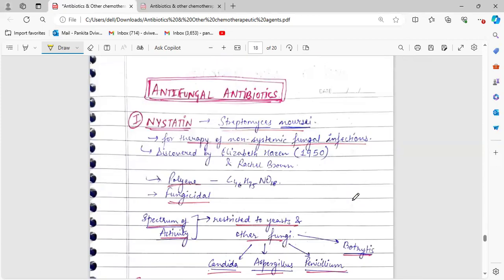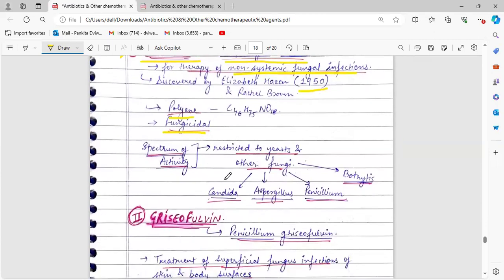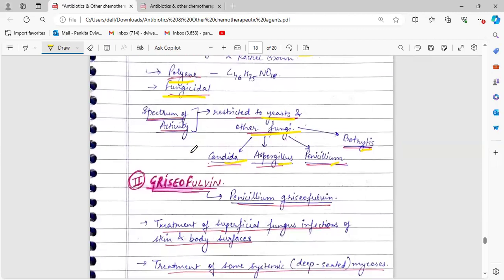Moving on to antifungal antibiotics, the first one is nystatin. It is obtained from Streptomyces noursei and it's used for the therapy of non-systemic fungal infection. It was first discovered by Rachel Brown and Elizabeth Hazen in 1950. It's a polyene kind of antibiotic, and it's fungicidal in nature. The spectrum of antibiotic activity of nystatin includes yeast and other fungi such as Candida, Aspergillus, Penicillium, and Botrytis. So the action of nystatin is restricted to yeast and fungus.